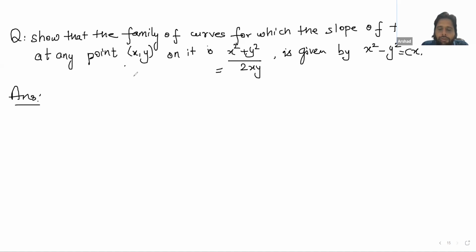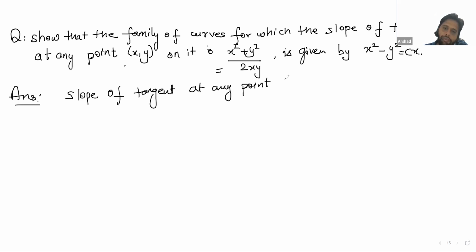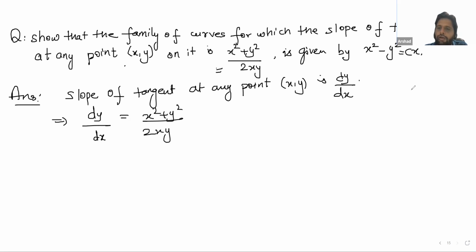Atif, Uzef, Saf, how did we used to find an application of derivative? How do you find the slope of a tangent? The slope of the tangent at any point x comma y is dy by dx. Okay, we used to find dy by dx. So this means they are saying the slope of the tangent is this one. So dy by dx is (x square plus y square) by 2xy. Is it clear, Atif, Uzef, and Saf?